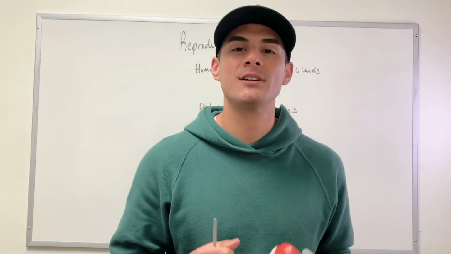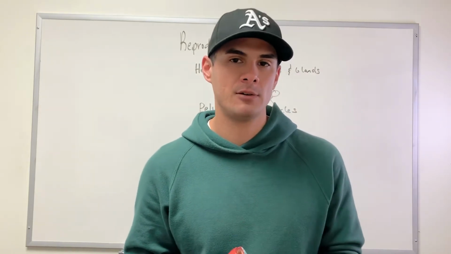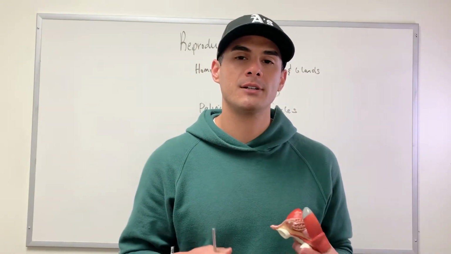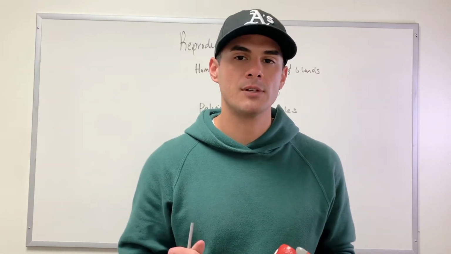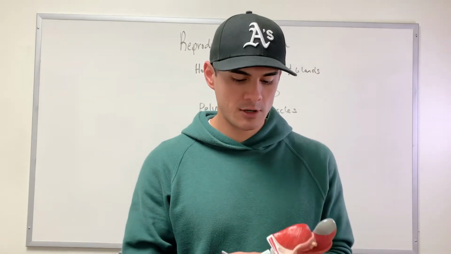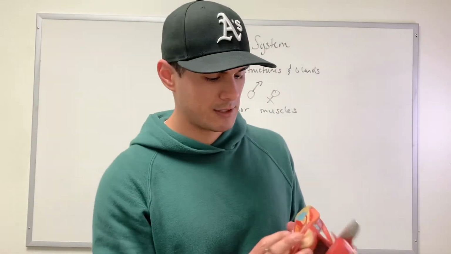In this lecture, we're going to discuss some of the homologous structures that are found between the male and the female. We're also going to discuss, and I'm going to show you, some of the pelvic floor muscles. Okay, so the first two structures I want to point out: first off, you have the glans penis, and you also have the clitoris. So the clitoris is here.